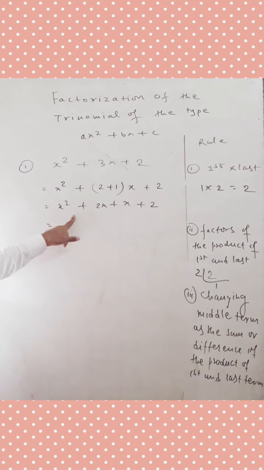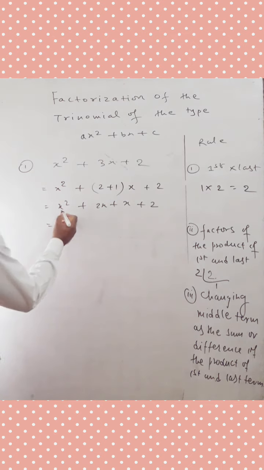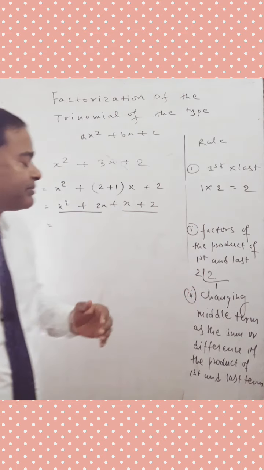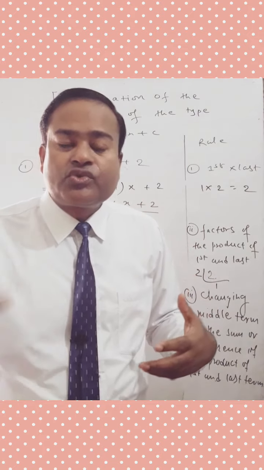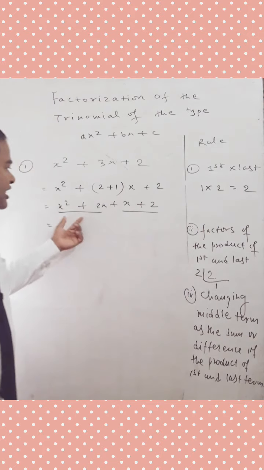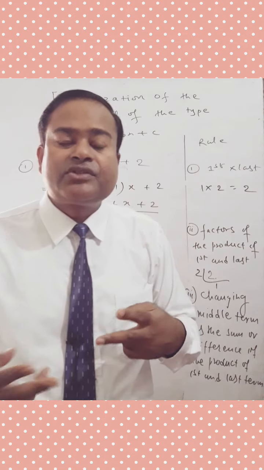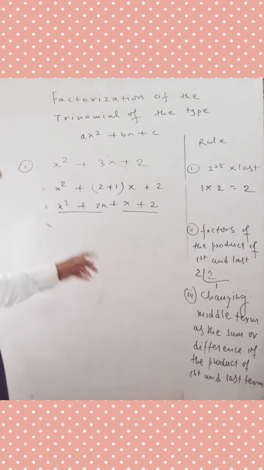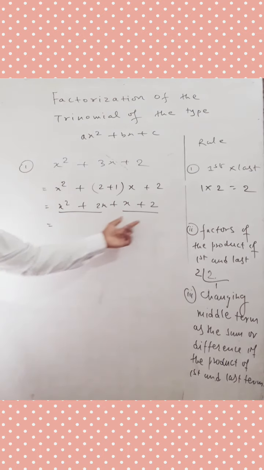So dear students, in the second step, we just have to do simplification. Now in the third step, we have to factorize by the grouping method. Dear students, in the grouping method, we have to divide the terms into 2 groups or 3 groups. If there are 4 terms, then we can divide into 2 groups, since 4 divided by 2 gives 2. If there are 6 terms, then we have to divide into 3 groups. Here we have 1, 2, 3, 4, so 4 terms, and we have to divide into 2 groups.